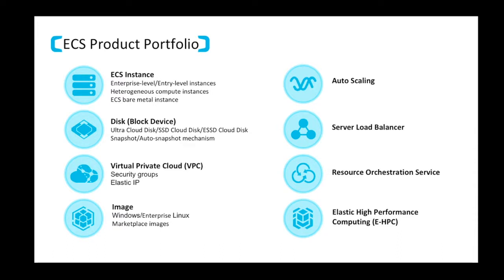Images provide the information required to launch an ECS instance. Currently, we offer Windows images and the most used Linux images. We also offer enterprise Linux like Red Hat Enterprise through our marketplace. You can also import your own images by using image importing API and via the management console.